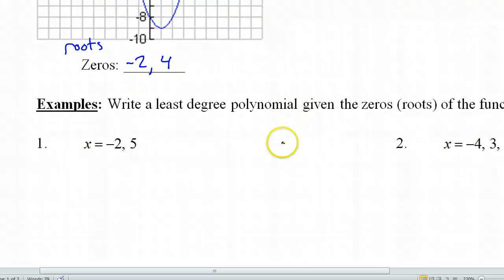Okay. Now, for the next 3 problems, we need to do the opposite. I'm giving you the zeros, I'm giving you the solutions, and you need to turn it back into a polynomial. Here's how you do it, working backwards. If -2 is the zero, can you tell me the factor that would give you -2? X + 2.